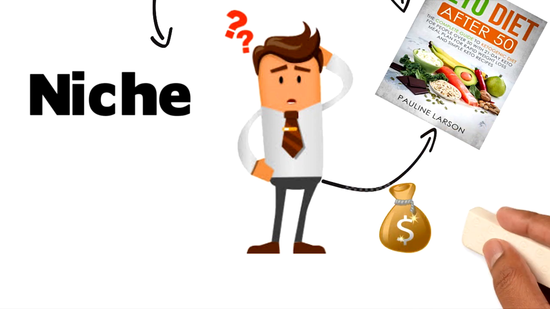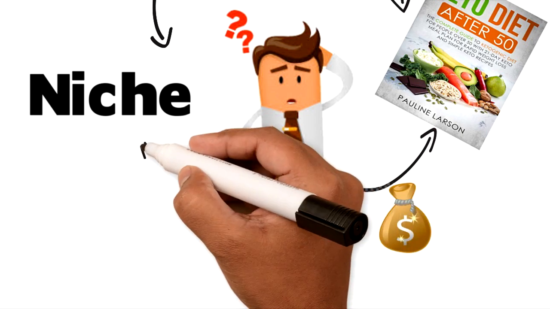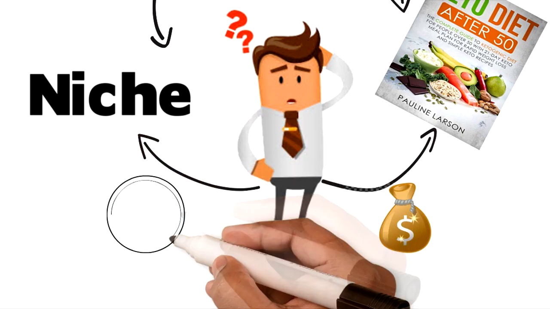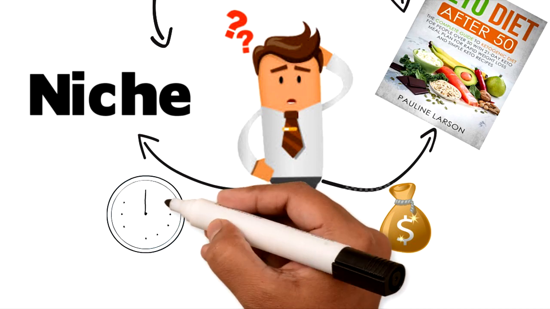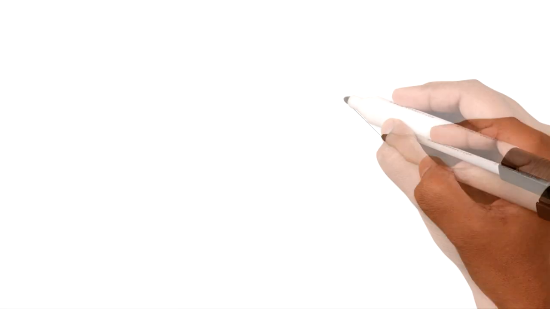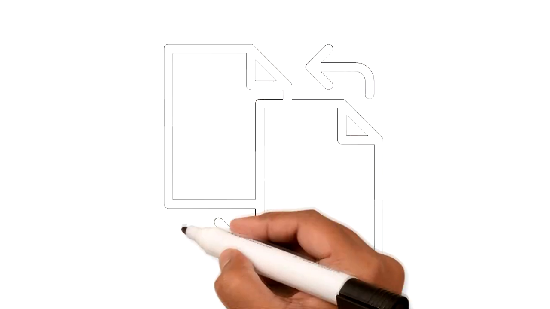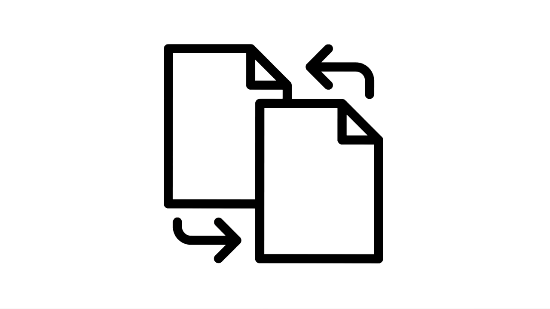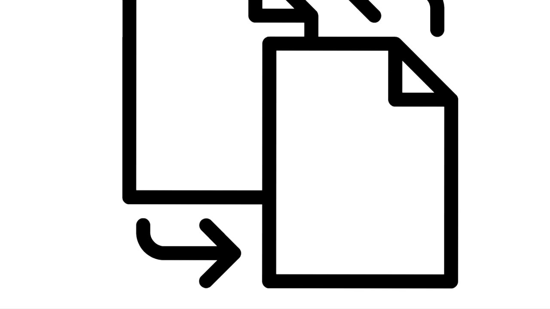Either you buy the product to get a first-hand experience, which will cost you some money, do your own research, which will cost you your time, or simply use a private label rights product. In this video, I'm going to show you how to use private label rights products to make money on ClickBank as an affiliate, and we are starting right now.